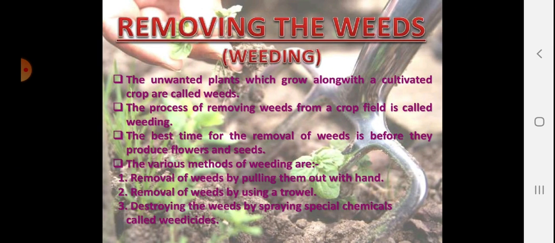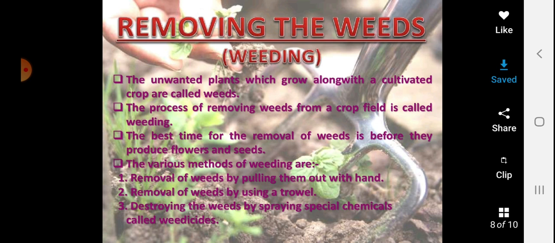Then removing the weeds. We have already discussed in our previous slides what weeding is. Weeds are the unwanted plants, and the process by which we remove these unwanted plants is called weeding. The best time for the removal of weeds is before they produce flowers or seeds. So when they are in their initial stage of growth, one should remove them by hand or with the help of a tool.